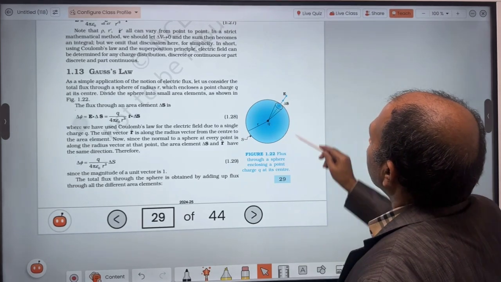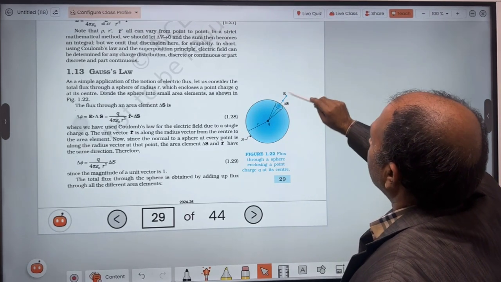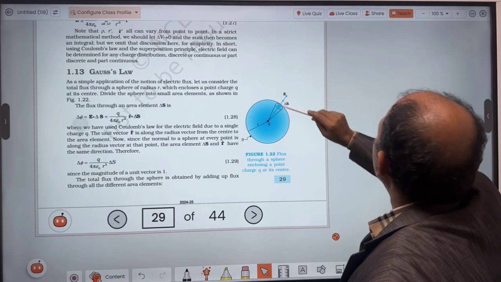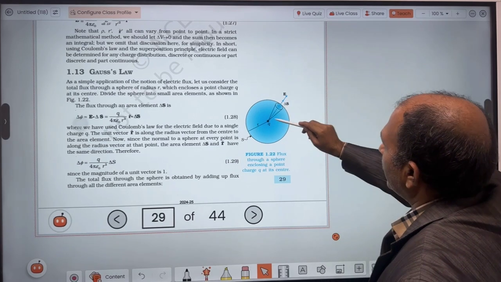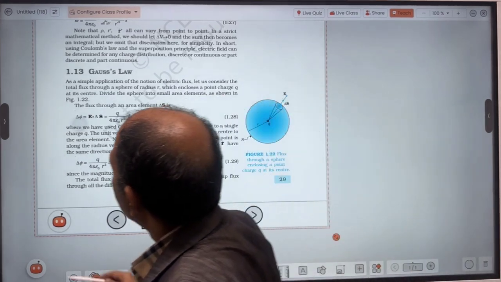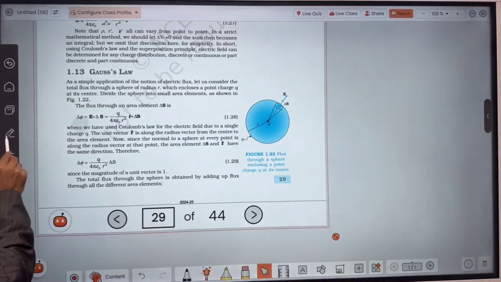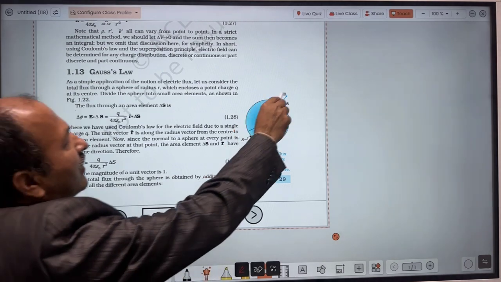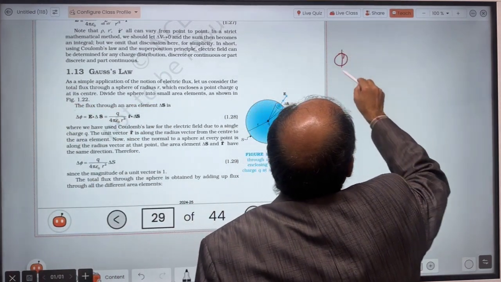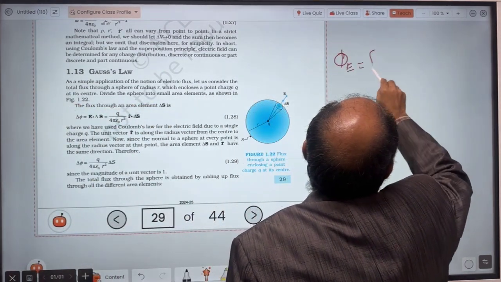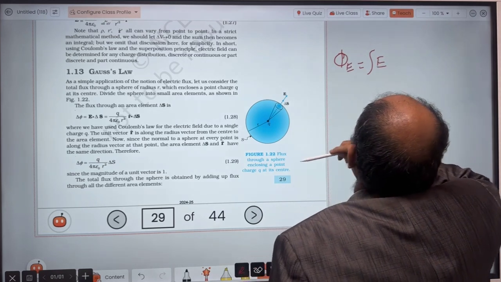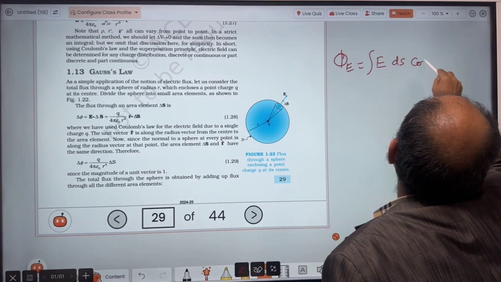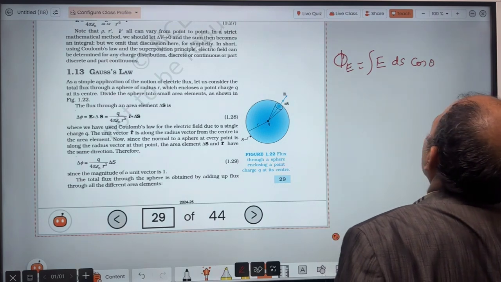Here there is charge q, and we consider a small area vector in this direction. The direction of the area vector is this, and the electric field is also directed outward because this is a positive charge. So what we do, we calculate the flux. So phi electric is equal to the integration of E ds cos theta.